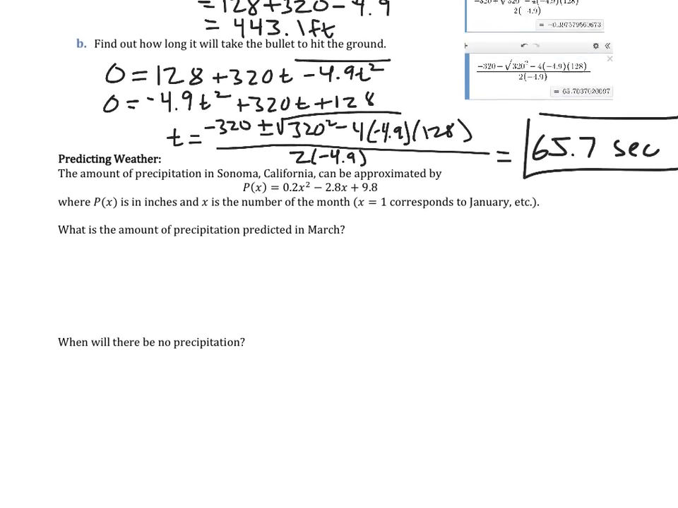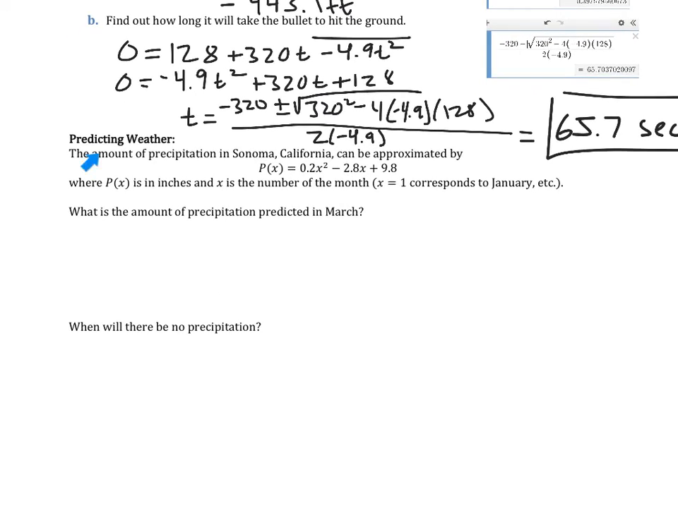Well, we'll run into other quadratic equations and applications. Here's one. The amount of precipitation in Sonoma, California is approximated by this formula, p of x equals 0.2x squared minus 2.8x plus 9.8. So p of x is the inches and x is the number of the month, so 1 is January, 2 is February, and so on. What's the amount of precipitation in March using this model? January, February, March, that's 3, so we're just looking for p of 3.